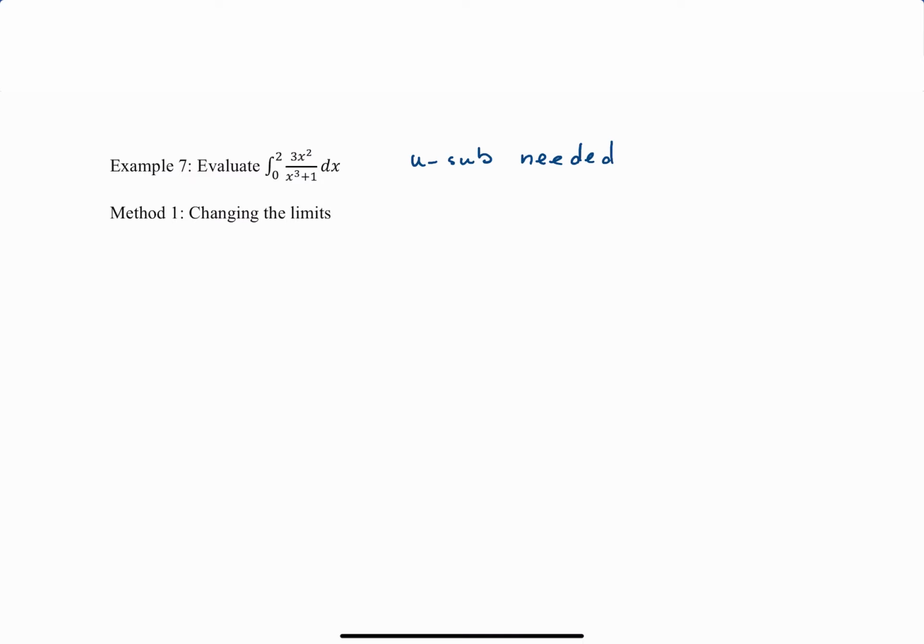I wanted to do this example to show you how to deal with the limits of integration when you're doing a u-sub. There's two methods, and I'm going to first show you my favorite method, and it's my favorite because it's more streamlined. So here goes. We're working on this definite integral.